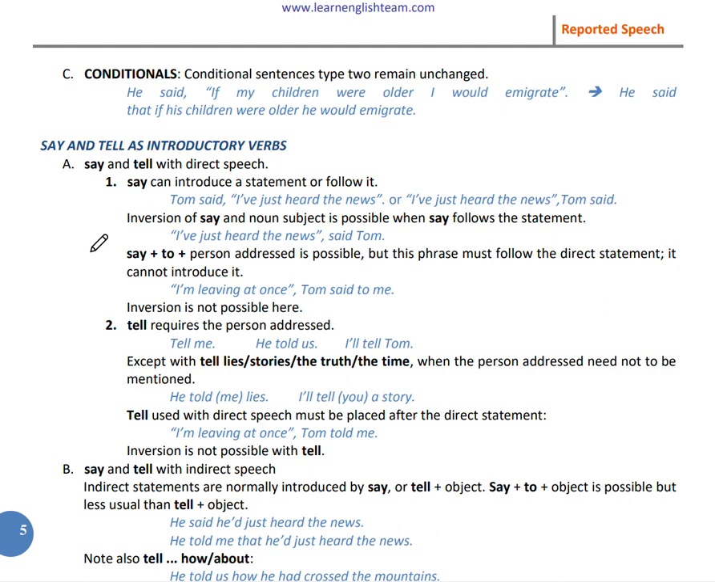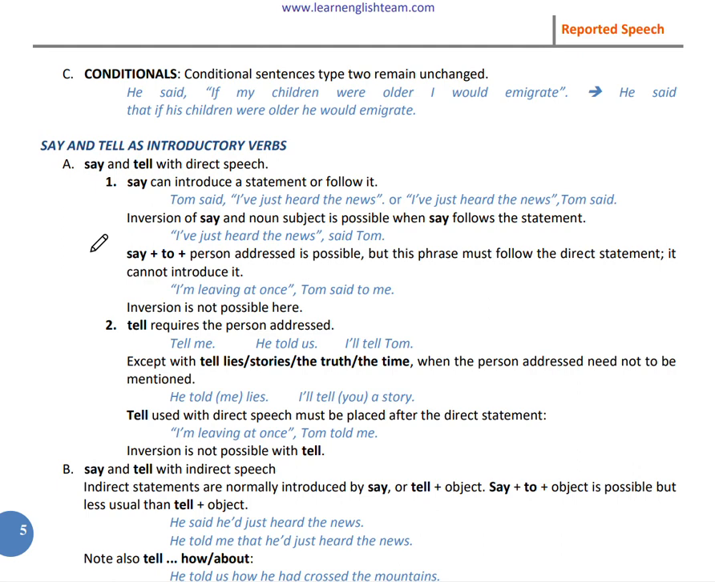Say plus to plus person addressed is possible, but this phrase must follow the direct statement. It cannot introduce it. "I'm leaving at once," Tom said to me. Inversion is not possible here, and tell requires the person addressed. Tell me, he told us. I'll tell you. I'll tell Tom.